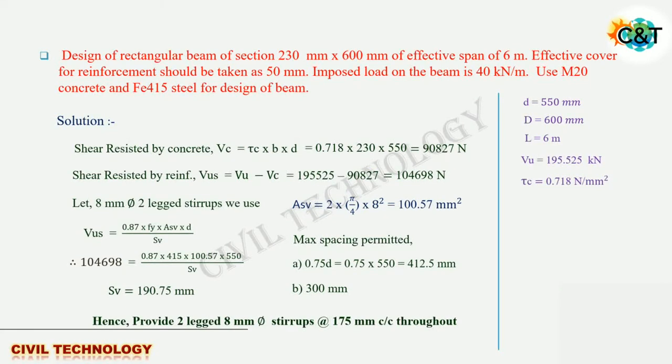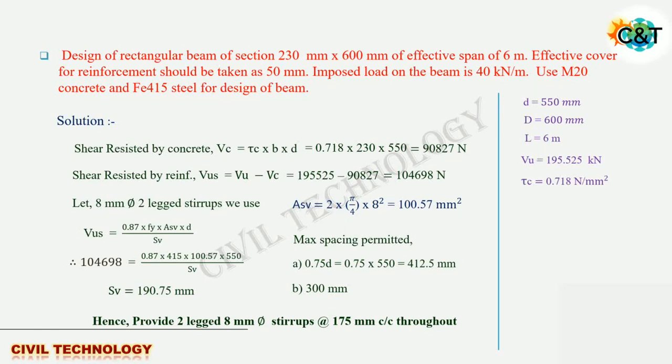So hence here we conclude that we require 2 leg 8 mm dia stirrup at 175 mm center to center spacing throughout the beam section. Okay, so this way we can design all the reinforcement for our doubly reinforced beam section.